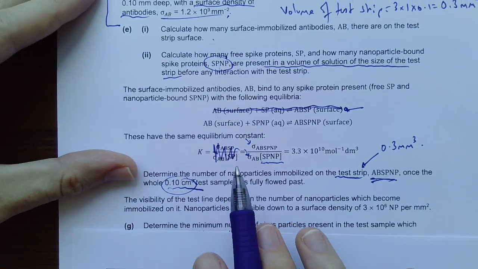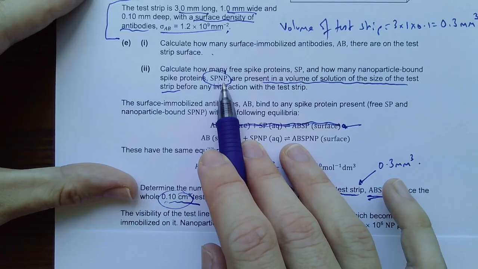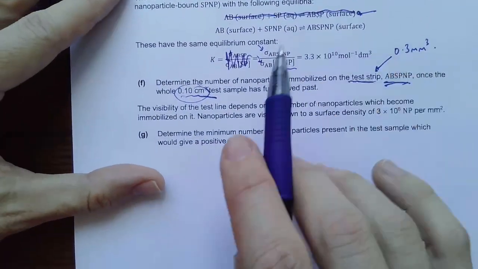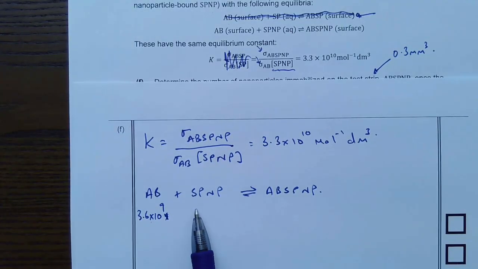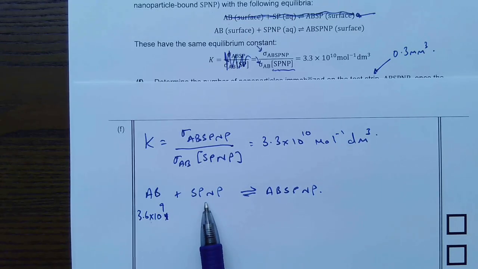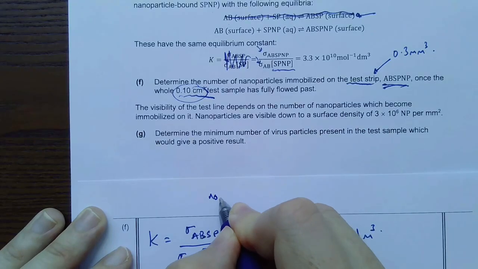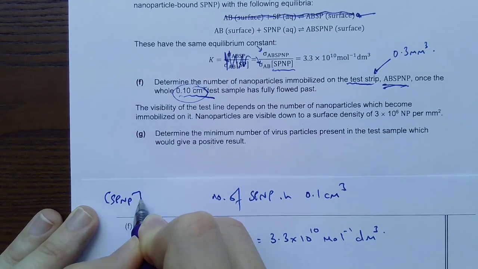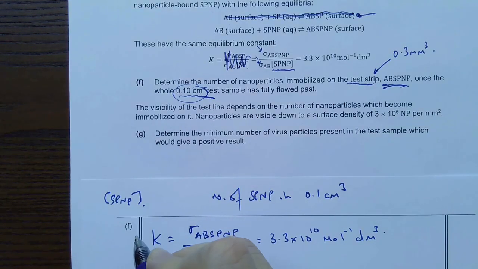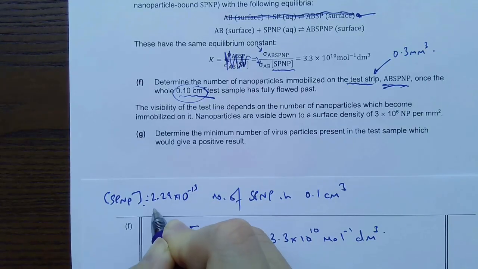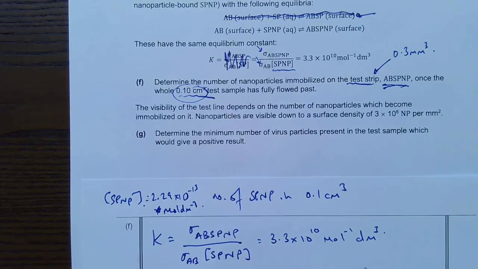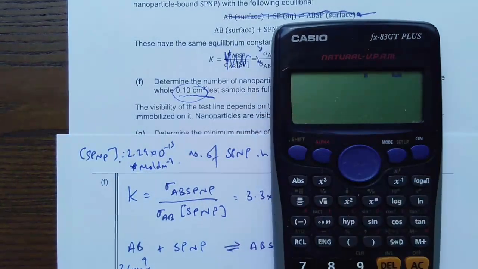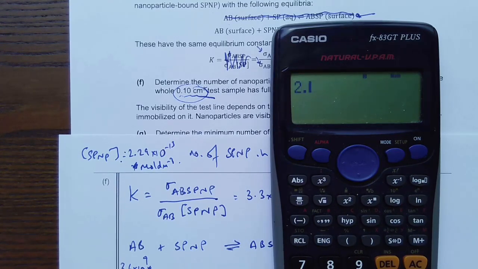But that's something that confused me for a really long time: here you work out the SPNP number of particles if I had a volume of this size. But I'm passing a volume of 0.1 centimeters cubed. So what I need to do is work out how many there are in 0.1 centimeters cubed. So the number of SPNP in 0.1 centimeters cubed. Right? So if my concentration of SPNP is 2.29 times 10 to the minus 13 moles per decimeter cubed, then the number of SPNP in 0.1 centimeter cubed is going to be 2.29 times 10 to the minus 13.